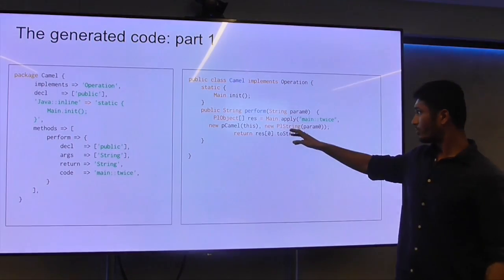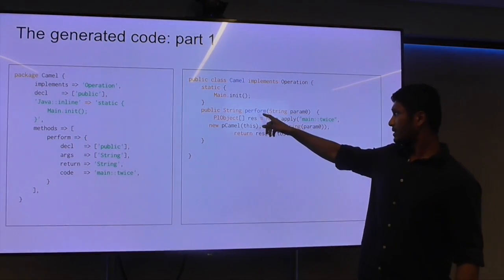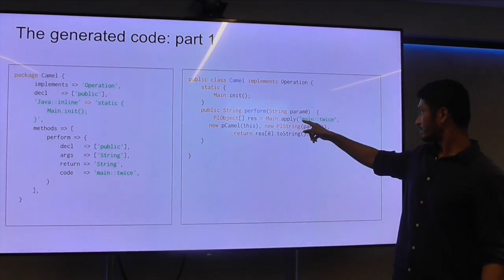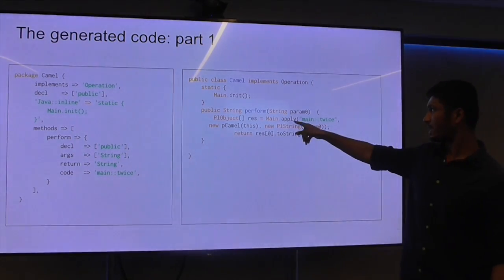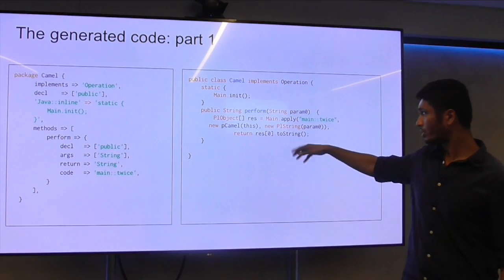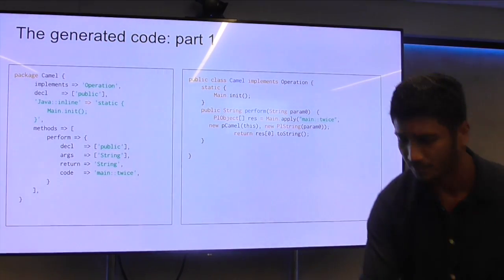If you look at the main code, all it does is call the function twice. Main.apply essentially takes a string argument, the name of the function, and calls it with the rest of the arguments.